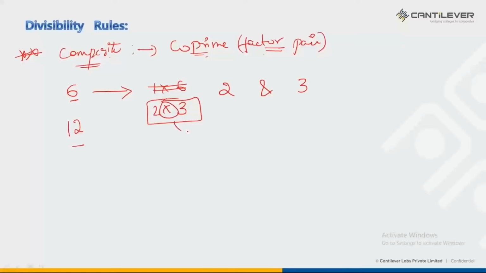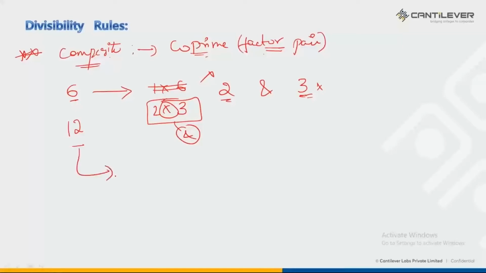See, multiplication indicates 'and'. That means it should follow the divisibility rule for both 2 and 3. So it should satisfy the conditions for the divisibility rule of 3 as well as 2. If any one condition fails, let's say it satisfied the condition for 3, but the condition for 2 is not satisfied, then you will say that it is not divisible by 6. So both the conditions should be satisfied. If any one condition fails, you will say that it is not divisible by 6.